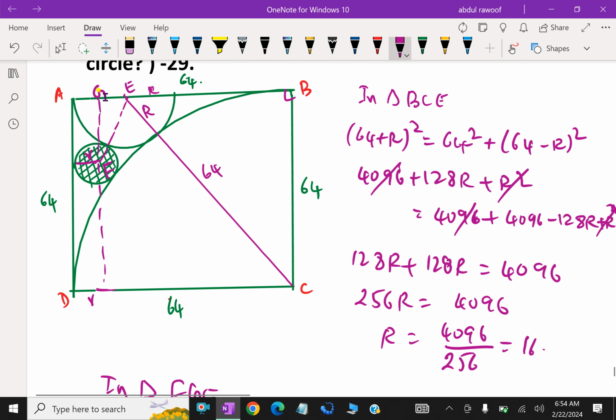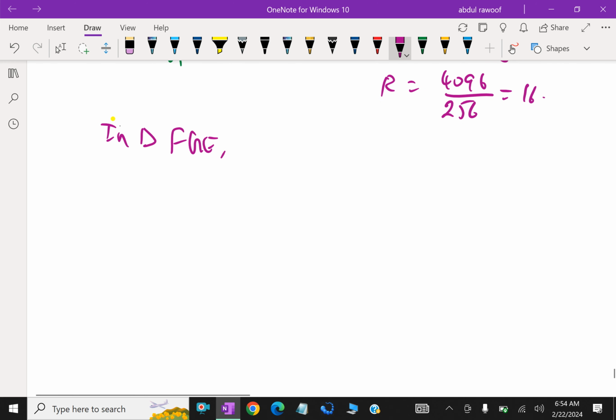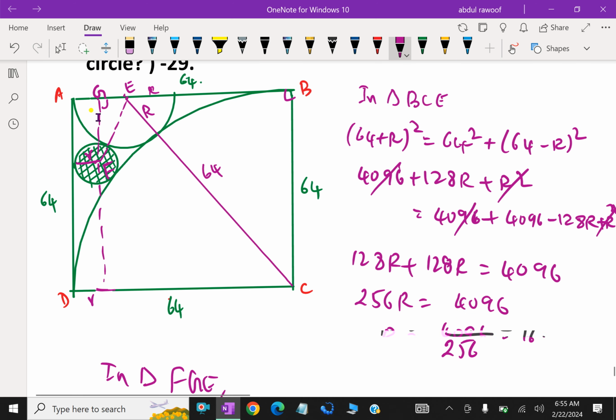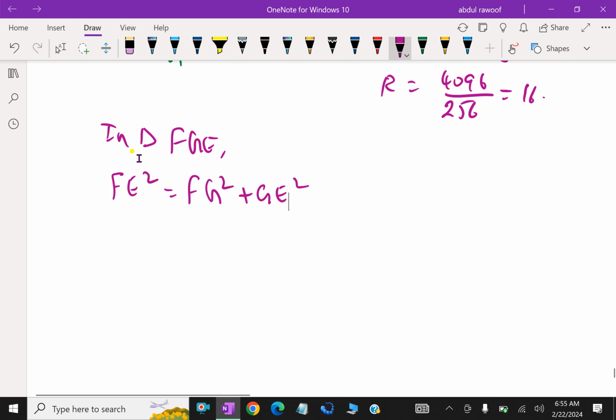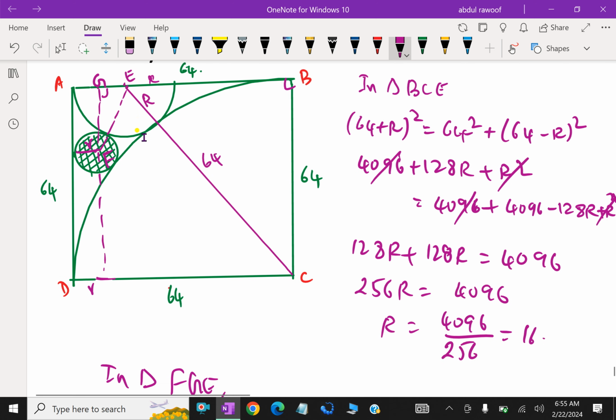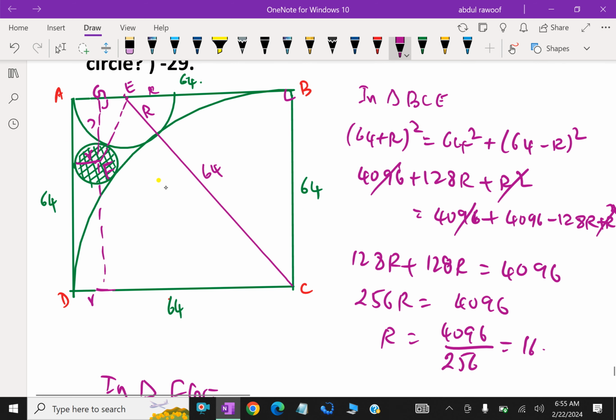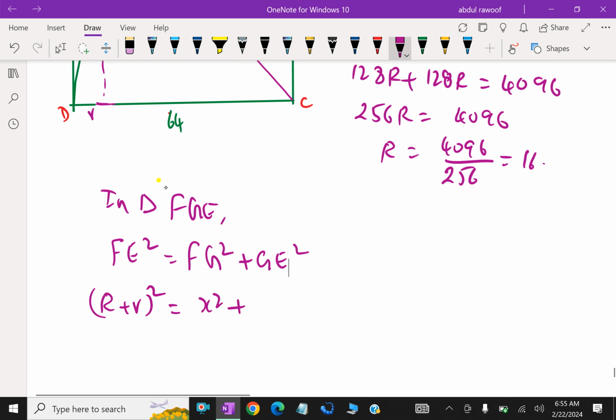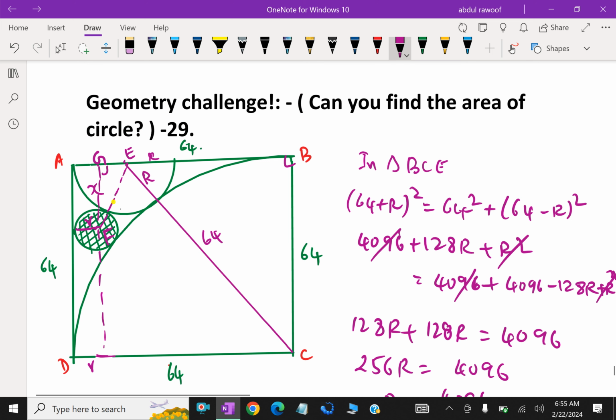This is also using Pythagoras, because the angle at G is 90 degrees. So FE squared equals FG squared plus GE squared. Here FE is capital R plus small r, so (R plus r) the square equals FG squared. Let FG be x, so x squared plus GE squared, where GE equals capital R minus small r.